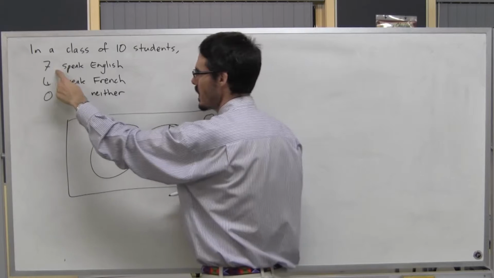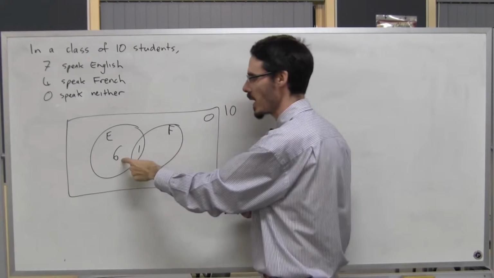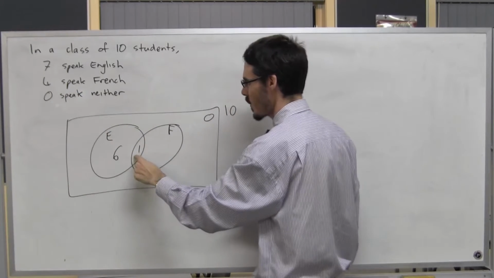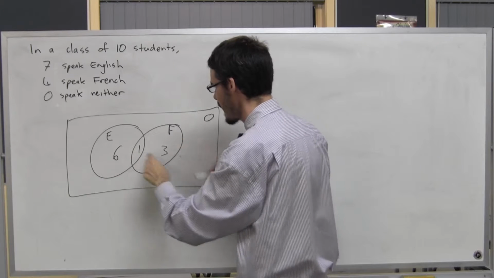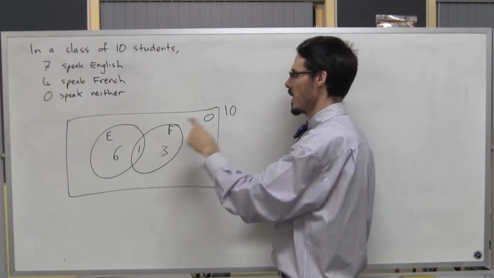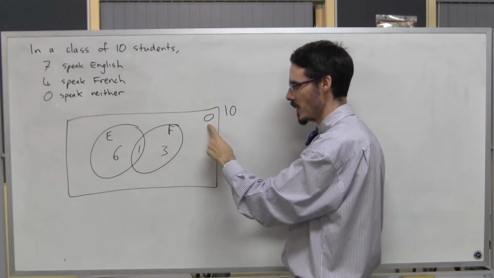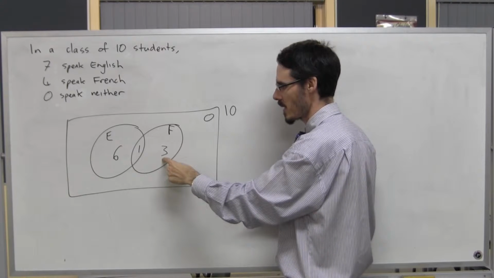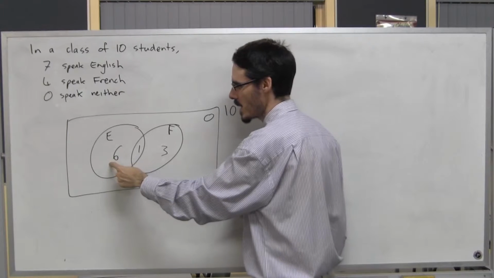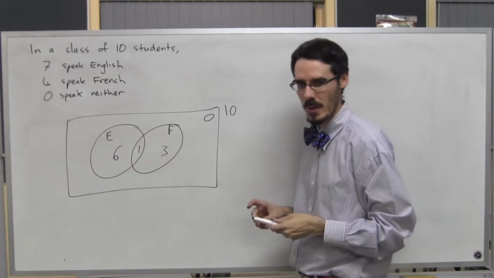And then if there are 7 who speak English and 1 who speaks both, there must be 6 left who speak only English. And if there's 4 who speak French and 1 who speaks both, there must be 3 left who speak only French. So in my class of 10, double check, there's none who speak neither, 3 French only, 1 more making 4, plus 6 English only, making 10. Let me show you another example.